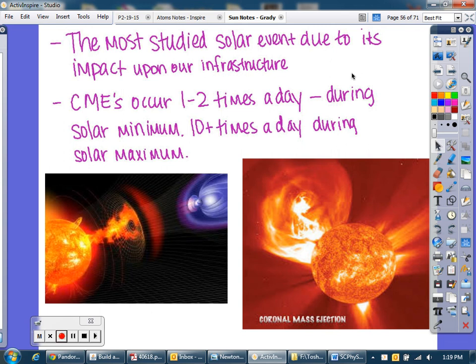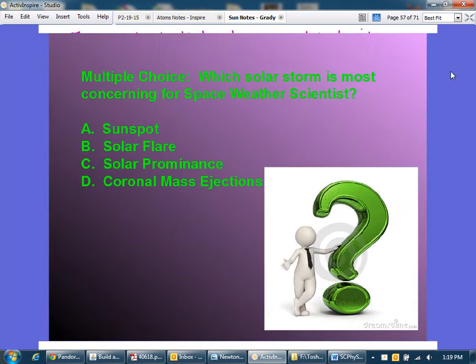They occur 1 to 2 times a day during solar minimum, 10 times a day during solar maximum, as much as that. It has to be directly in line with planet Earth in order to impact it. And the odds of that happening are not great because the sun is a sphere. And of course the planet and the sun are moving all the time. So there are a lot of things adding up to not equal a lot of CMEs hitting.